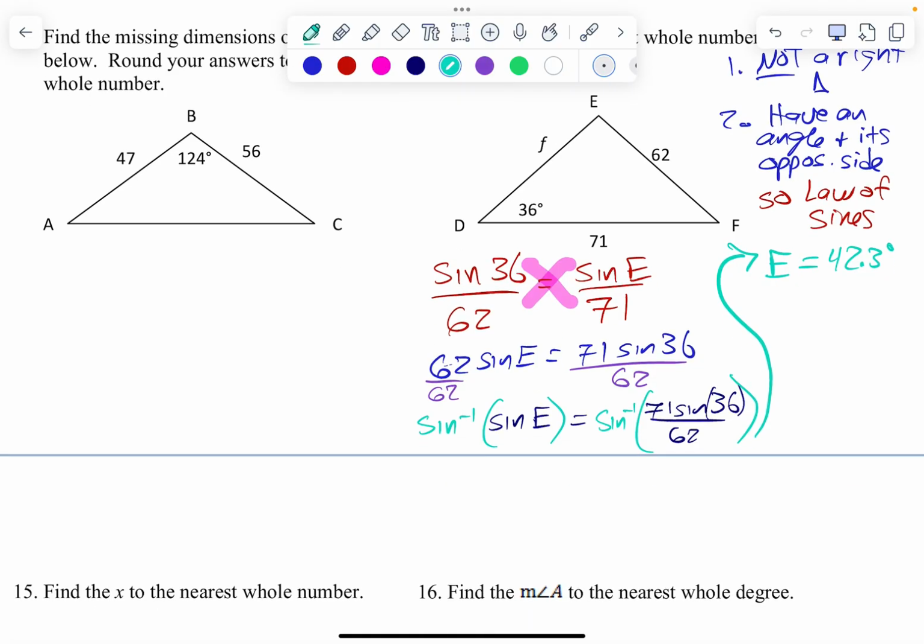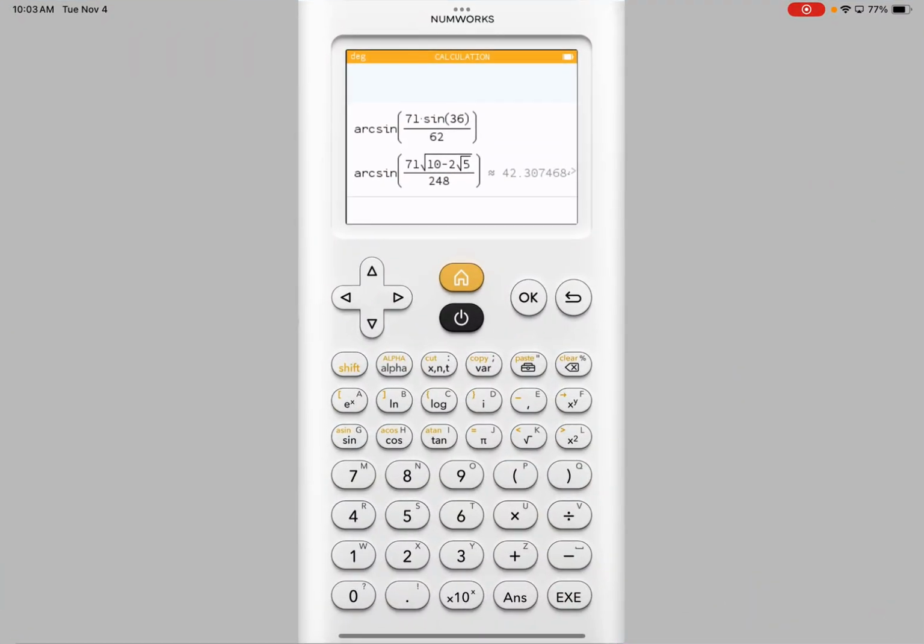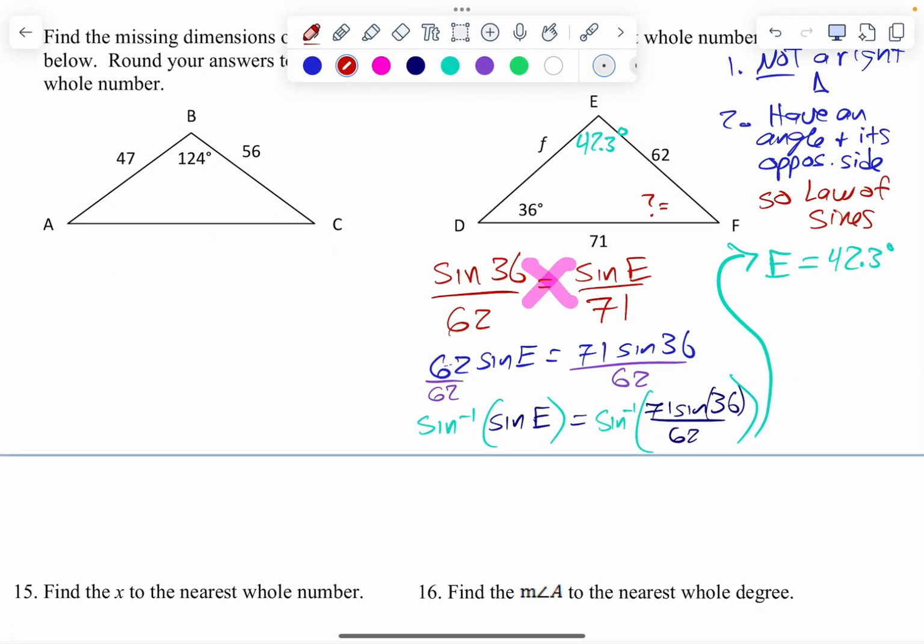All right. Now what? Yeah, Zeke. Yeah, so we need this angle so that we can do the law of sines opposite of little f. So 36, 42.3. Sounds like a radio station.